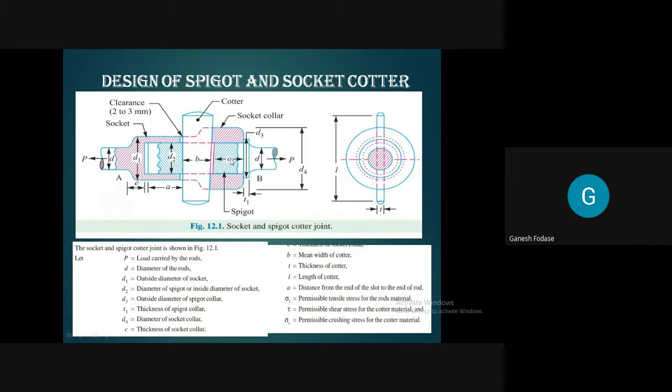Okay, sir. So I just introduced to you what are the different dimensions that we are going to design in this socket and spigot quarter joint. First one, let's talk about spigot first. So this portion I'm saying here it is shown.